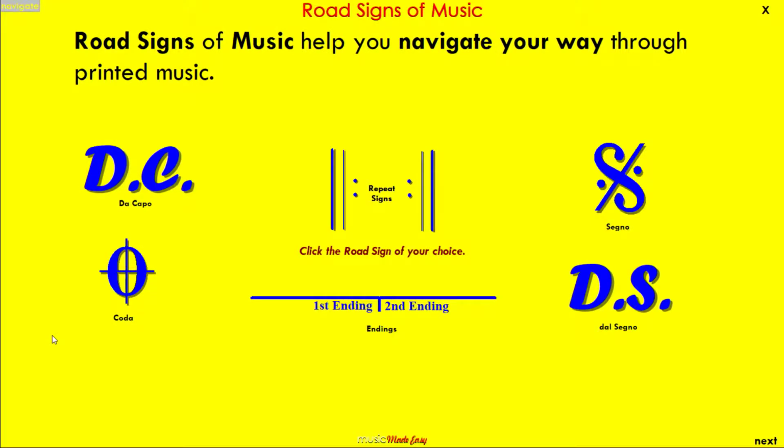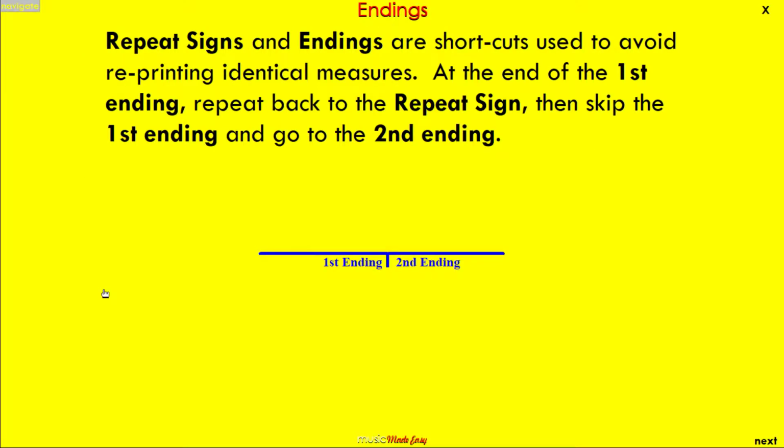Endings. In this case, first ending and second ending. Repeat signs and endings are shortcuts used to avoid reprinting identical measures. At the end of the first ending, repeat back to the repeat sign, then skip the first ending and go straight to the second ending. Occasionally, there may be as many as 4 or 5 endings. They are treated in the same manner. So you can see basically what first ending and second endings look like.